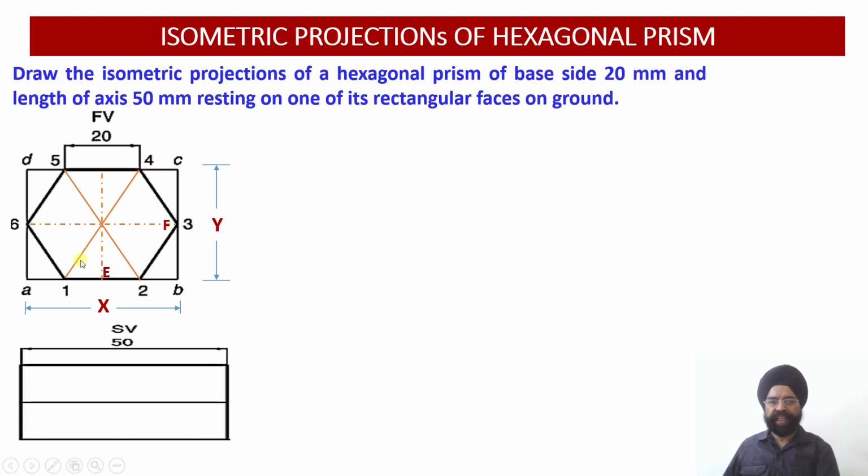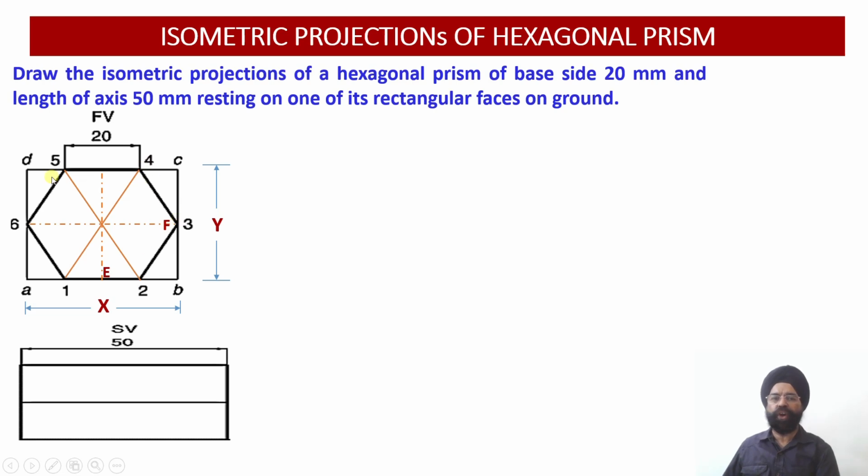Then the diagonals will be joined and the center point or the axis point of this hexagon will be located, and finally we are going to inscribe this hexagon figure into a rectangular shape. Because it has all the edges lying on the isometric line, this will become our guiding figure.